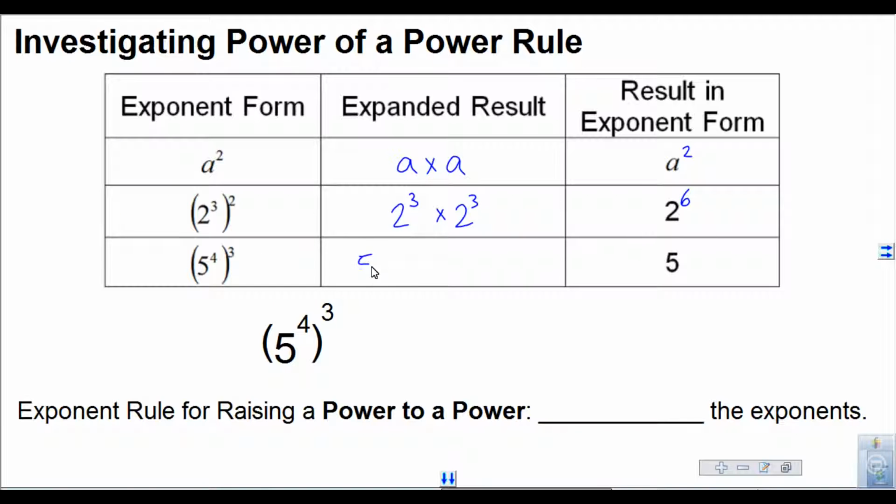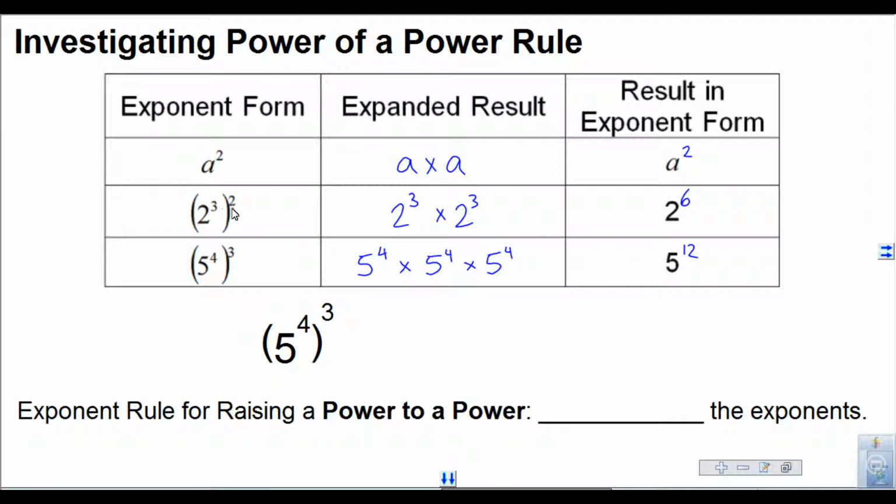Here, 5 to the power of 4 raised to the power of 3. Well, that just means 5 to the 4 times 5 to the 4 times 5 to the 4 again. Here, the powers are multiplying and they have the same base. So remember, when we multiply, we get to add the exponents. So 4 plus 4 plus 4 makes 12. So let's take a look at the exponent form here and then the result in exponent form. The exponent here, there was a 3 and a 2, and it somehow turned into a 6. And then here we have an exponent 4 with a 3, it makes 12.